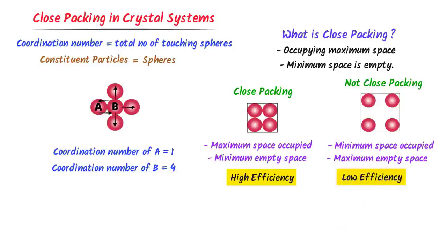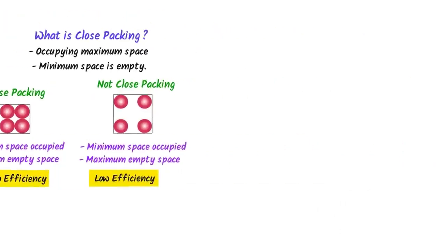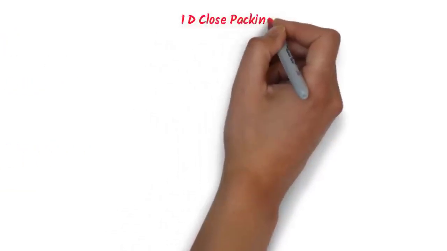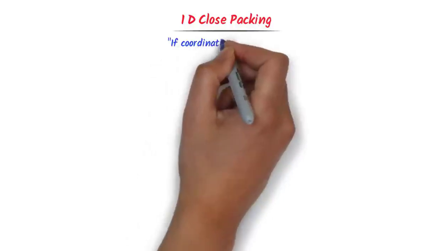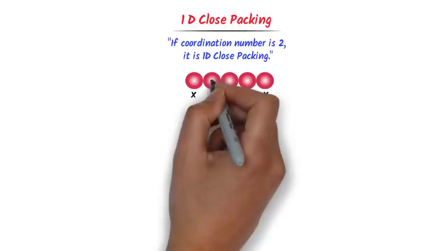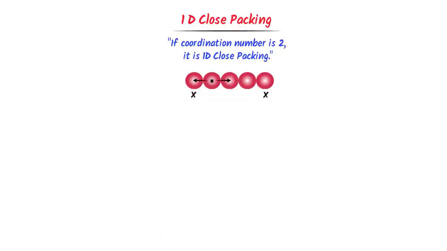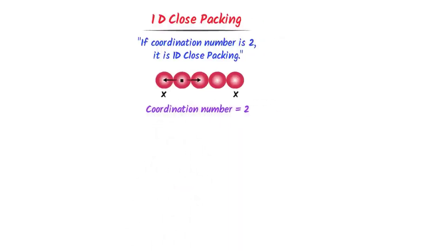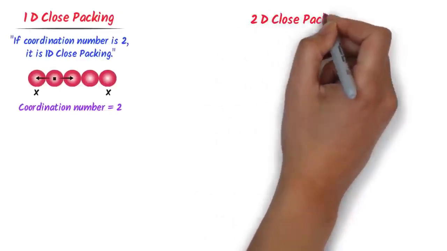Remember that there are 3 types of close packing, like 1D close packing. Now if the coordination number is 2, usually it is known as 1D packing. For example, consider this case. Here we ignore the corner spheres. This sphere is attached to 2 other spheres, so its coordination number is equal to 2, hence it is 1D close packing.